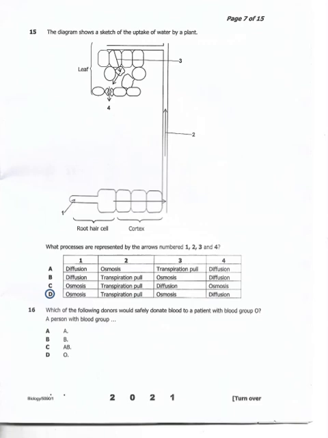Which of the following donors would safely donate blood to a patient with blood group O? So who will donate to a patient with blood group O? Here the only person who donates blood to a person with blood group O is a person with blood group O, because there are no antigens in blood group O.